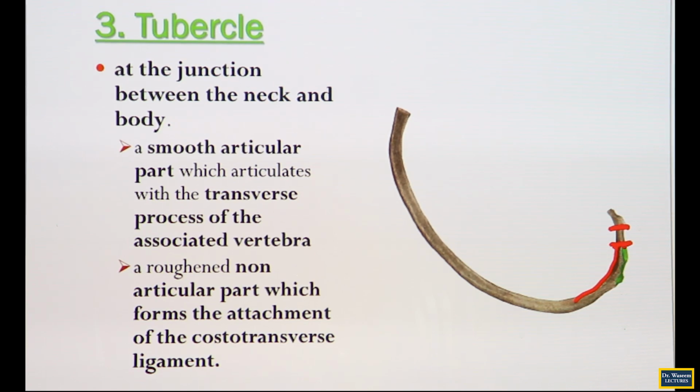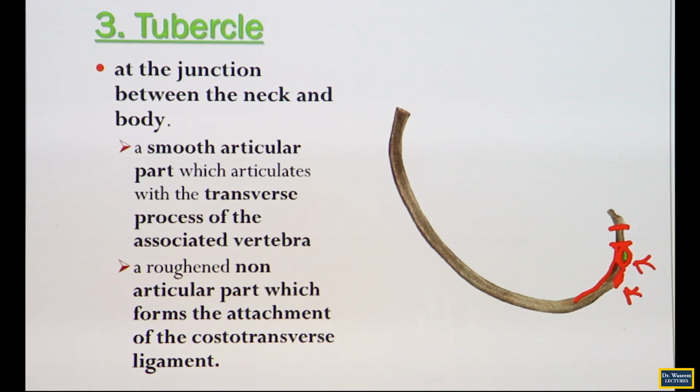Now, this is the tubercle of the rib, which has a smooth surface and a rough surface. The two surfaces are there. This smooth surface you are watching and this rough surface you are watching. This is again important here. This is its smooth surface, this is its rough surface.